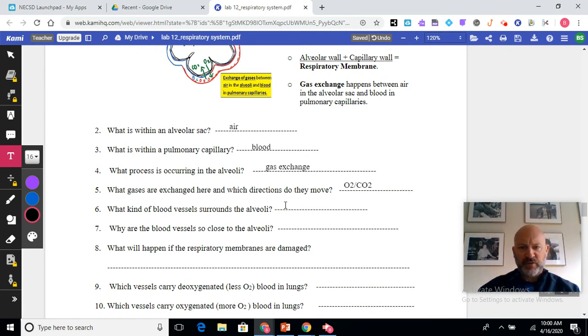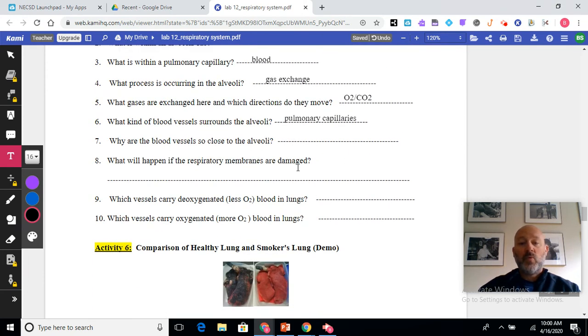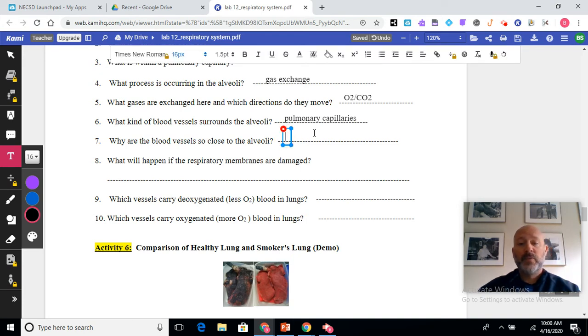What kinds of blood vessels are surrounding the alveoli? They're called pulmonary capillaries. Why are the blood vessels so close to the alveoli? They're close because it allows for diffusion to occur.